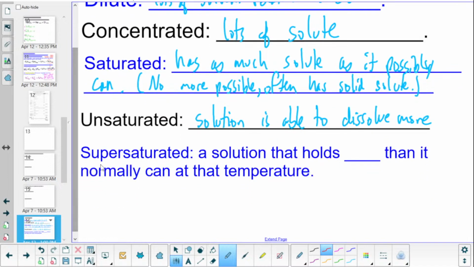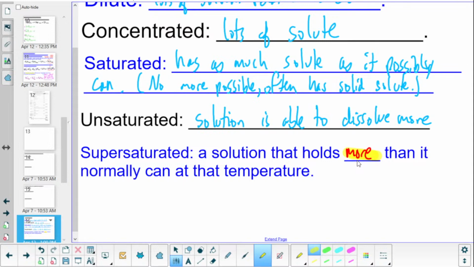Now, you can get something that's supersaturated, a solution that holds more than it normally can hold. You have to create them in a special way. You essentially heat them up. Solutions at different temperatures can hold different amounts of solute. Warm water can dissolve more than cold water, as I'm sure you're familiar with if you've ever cooked anything.